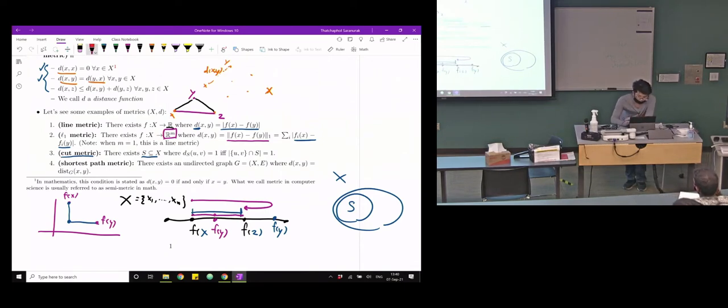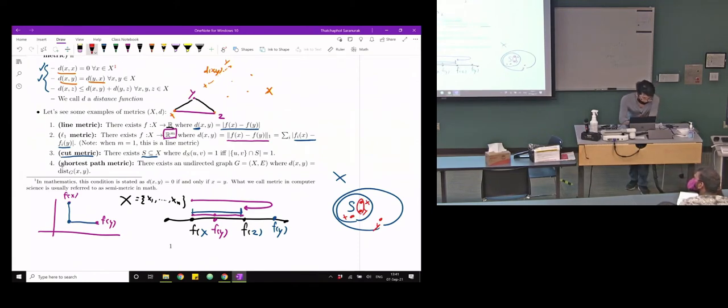Then we just say that for any two points, if they are on the same side of the cut, then the distance is 0. Otherwise, if they are on different sides, the distance is 1. You can try to verify yourself that this is indeed a metric, as an exercise.